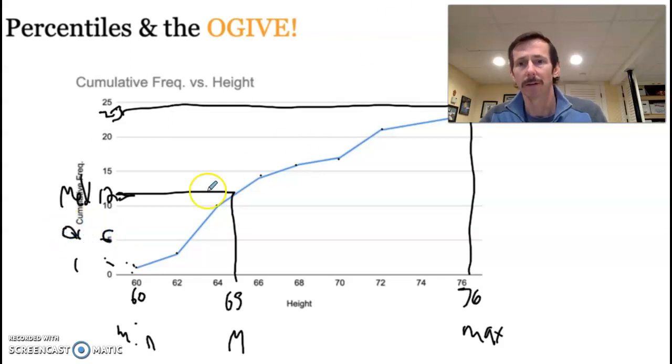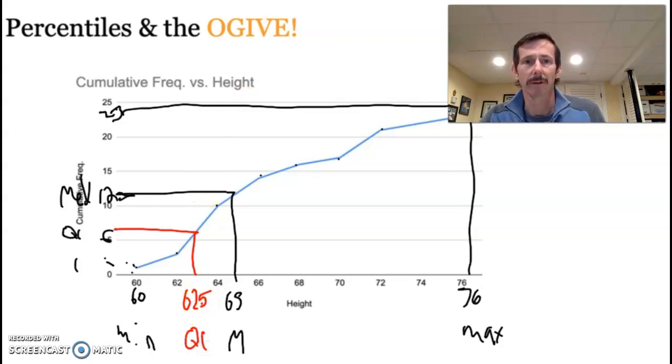And that means I could, again, go straight across on my graph as accurately as I can and go straight down. And that does not look like it's exactly in the middle. So maybe this one I call about 62.5. And that would be my quartile 1.